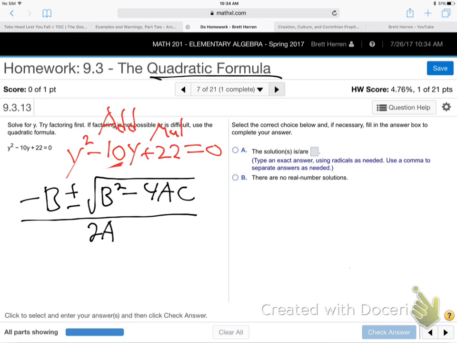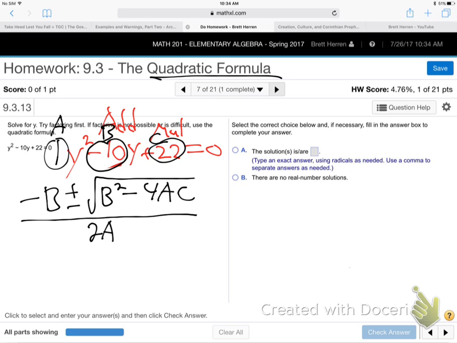Yeah, what do you think? So that formula has some funny stuff. What do you think the A, B, and C are in the formula? What do you think they're referring to? What's A, do you think? A is the 1. It's the number in front. It's not the y's, it's just the numbers in front. B is the negative 10, and C is the 22. Does that make sense?